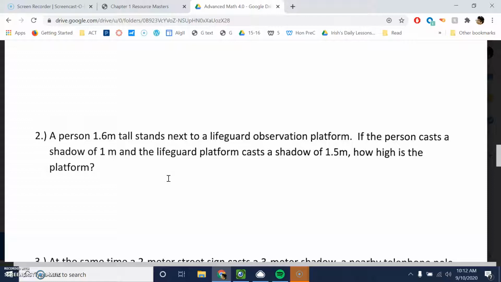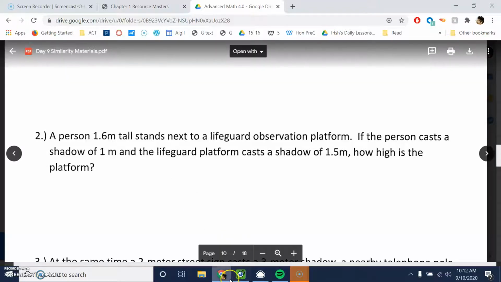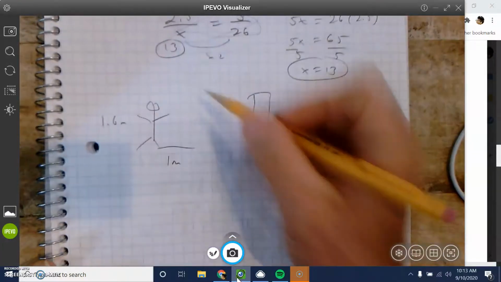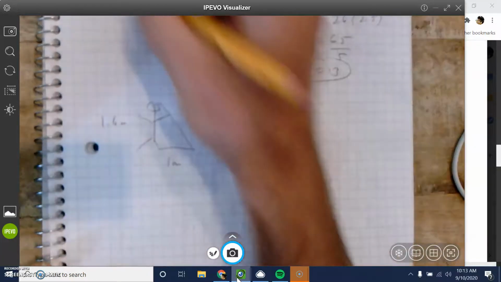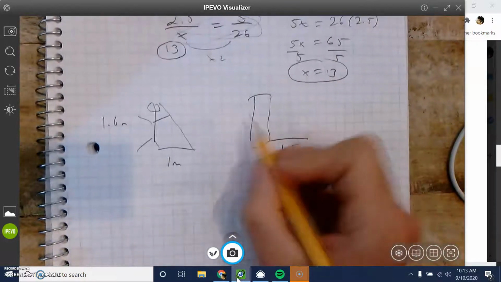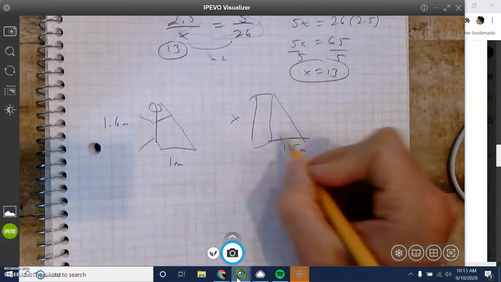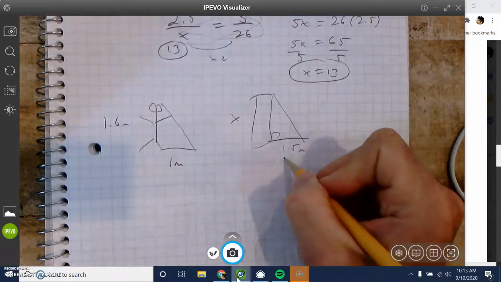So a person, 1.6 meters tall, and lifeguard platform, 1.5 meters. I'm getting my picture right. There you go. So a picture should look something like this. So a person 1.6 meters casts a 1 meter shadow. I can use this sun if I want from up here. So how tall is the lifeguard observation platform? When we have 1.5 meters there for the shadow.